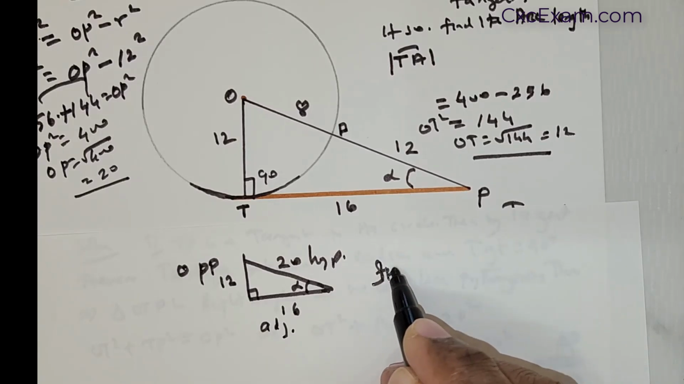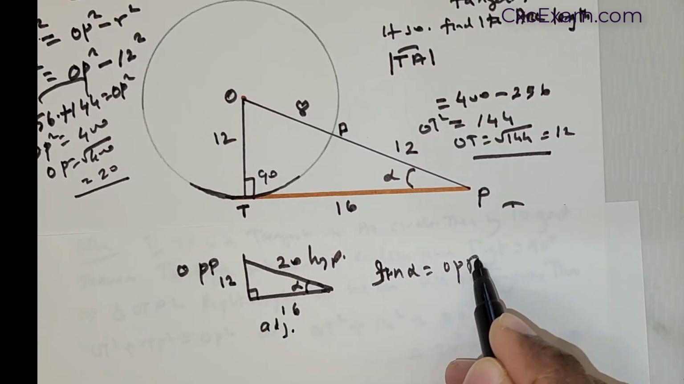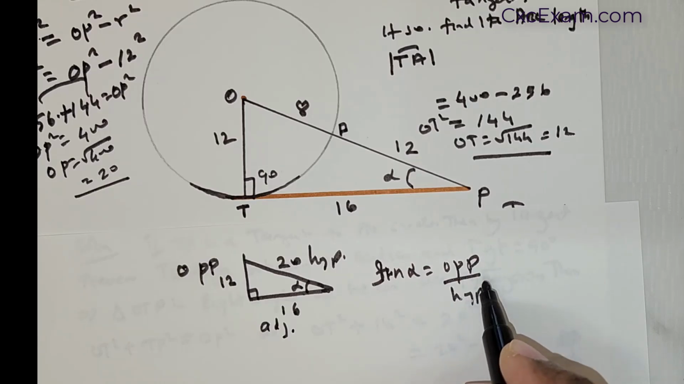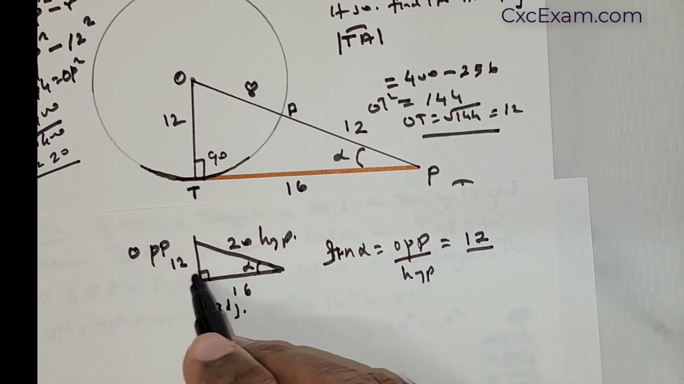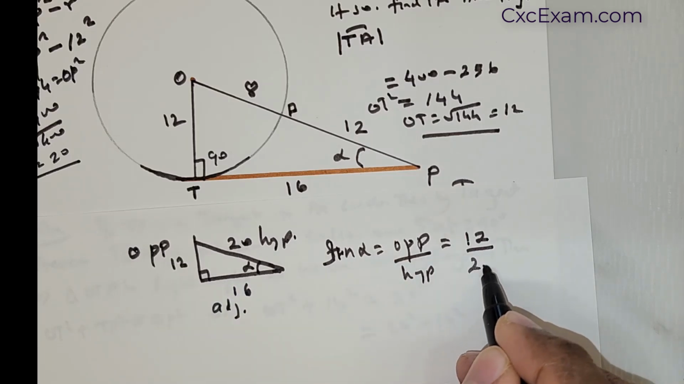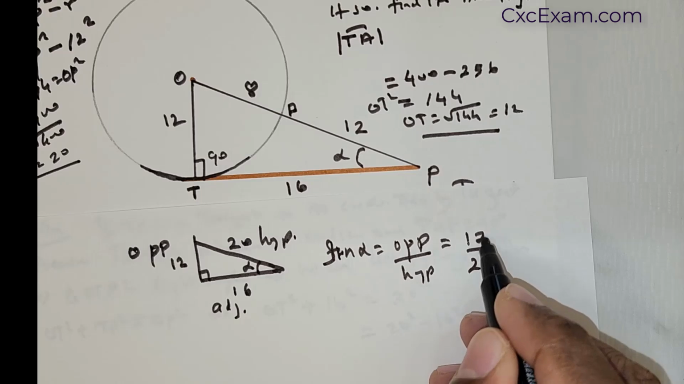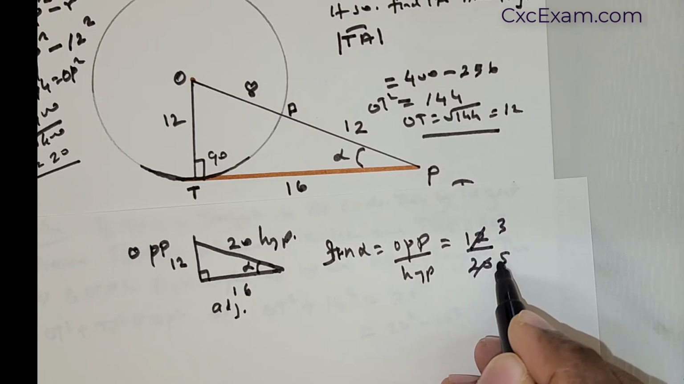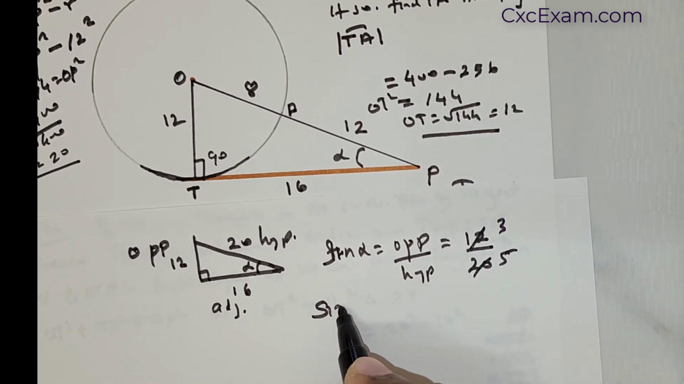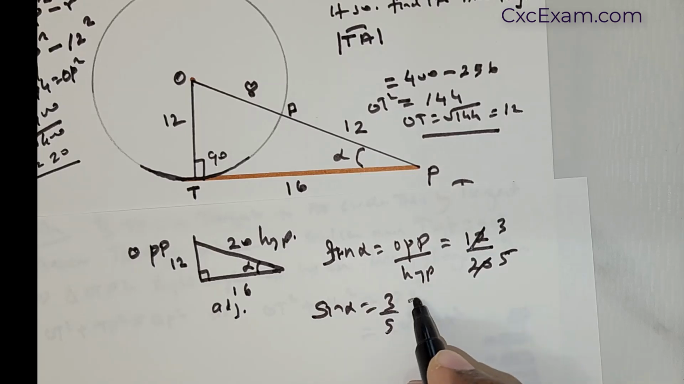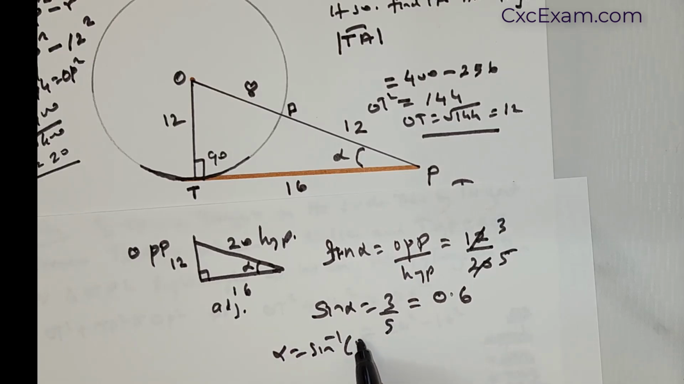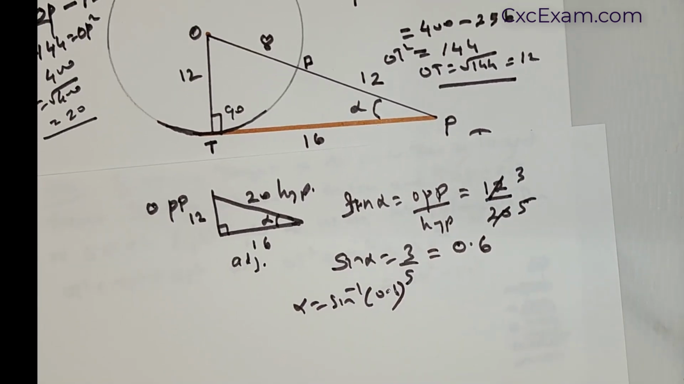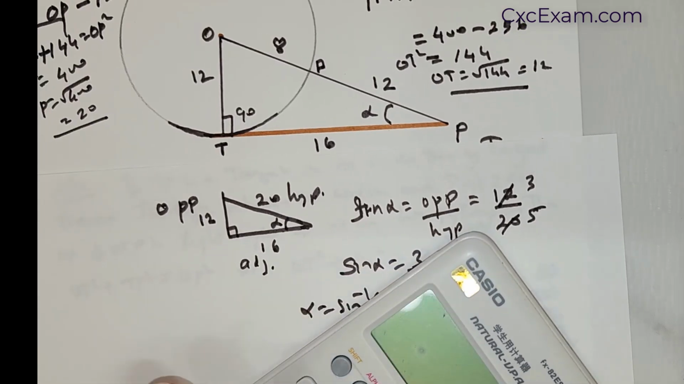Now I'm going to use sine alpha first. It is the opposite side divided by the hypotenuse. So my opposite side is 12 units. Hypotenuse is 20 units. 4 divides here 3 times, 4 divides here 5 times. So sine alpha is 3 over 5, which means you get 0.6. So alpha is sine inverse of 0.6. So let us check out this sine inverse of 0.6.